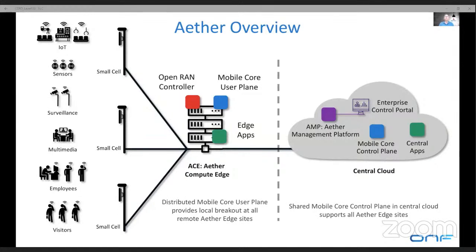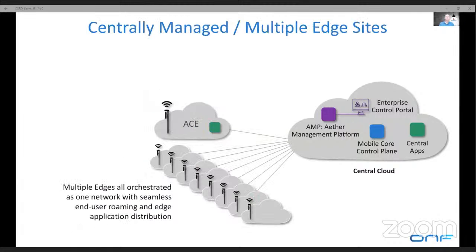Now I'm showing a single edge pod or edge site here. Of course, this is a centrally managed service that has multiple edge sites. And so there are many ACE pods distributed, each running their own edge applications. If you are a single enterprise with multiple sites, then those multiple edges are all orchestrated as one network with seamless end-user roaming. Of course, if there also are multiple enterprises, Aether enforces the appropriate isolation between them, as you would expect, because it does support multi-tenancy and multiple security domains.